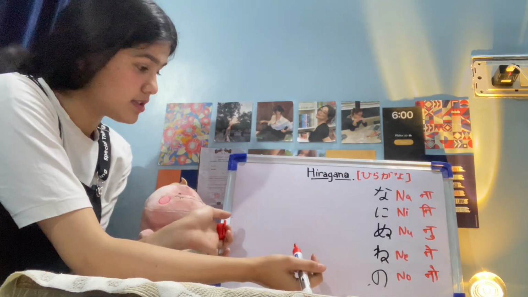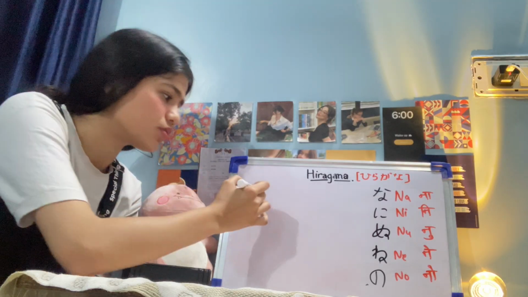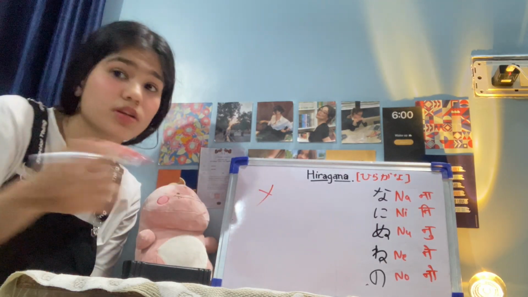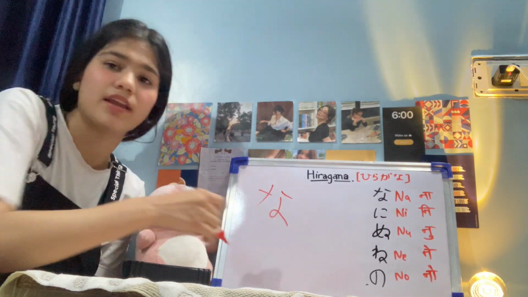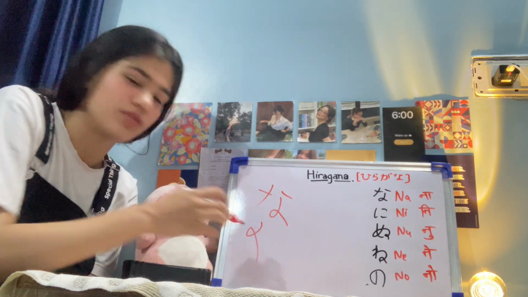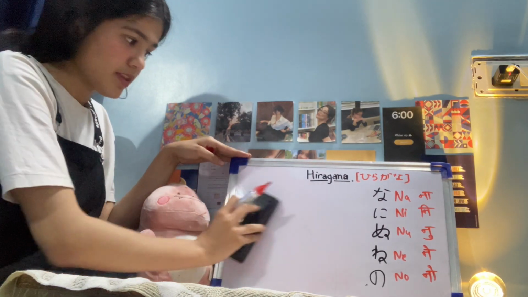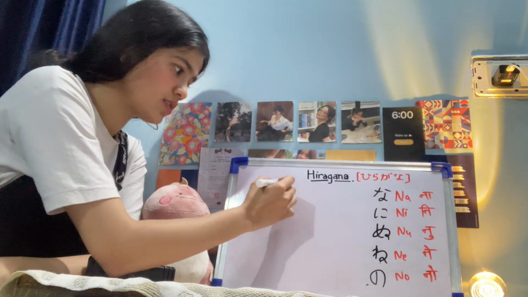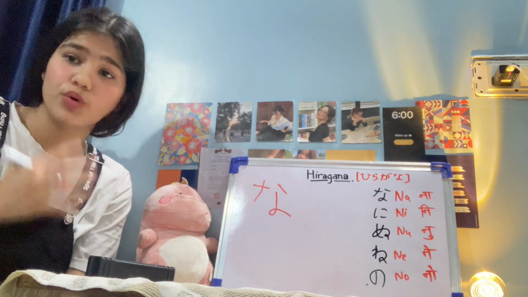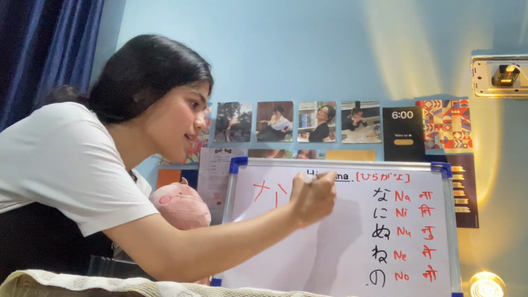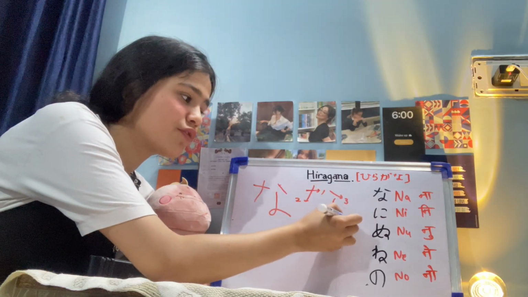First one is na. So first of all, of course, we're gonna start with the cross. There is a cross, a Japanese stroke, and another cross. We do it like this and like this. So we're gonna use both things. Okay. So a cross, a Japanese stroke, and a cross. That is na. So 1, 2, 3, and 4.